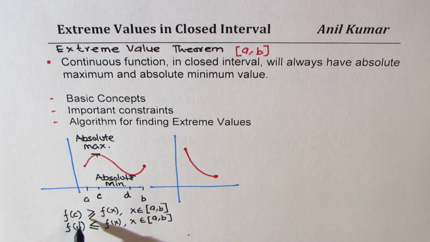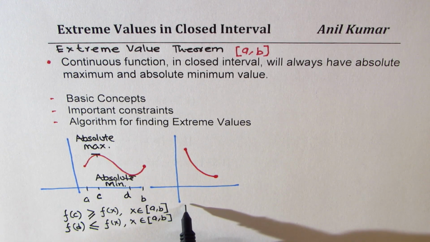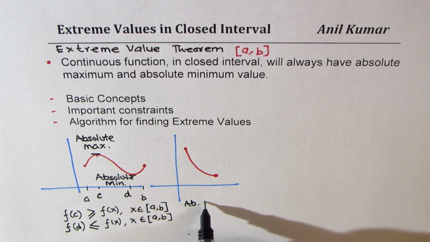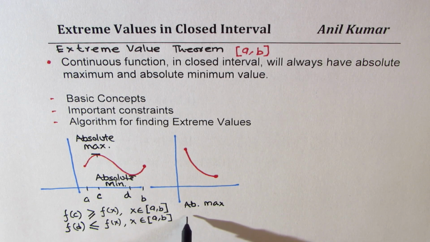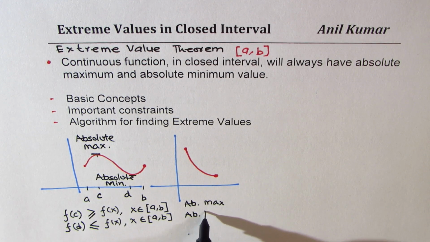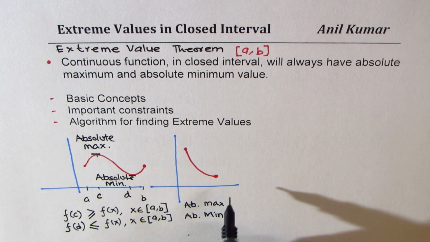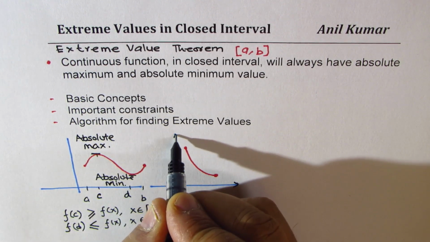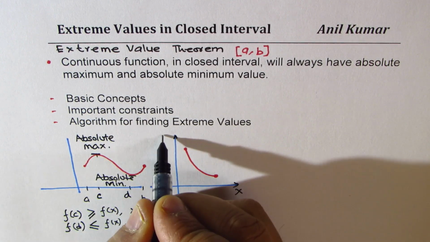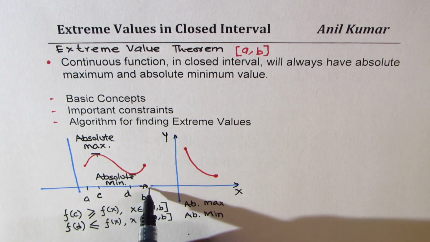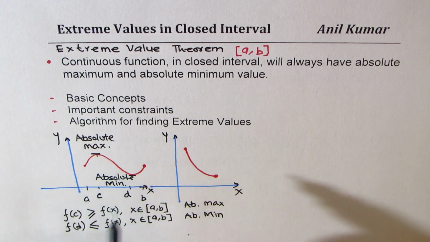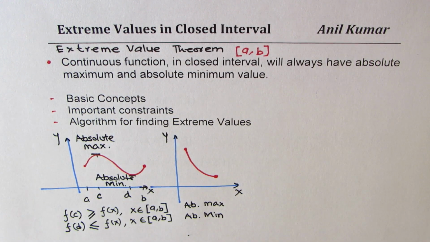So the first one, that is the highest value, represents absolute maximum, and the other one represents absolute minimum, right? So that is, in a way, how we could explain what this extreme value theorem is. Okay, so that is the basic concept.